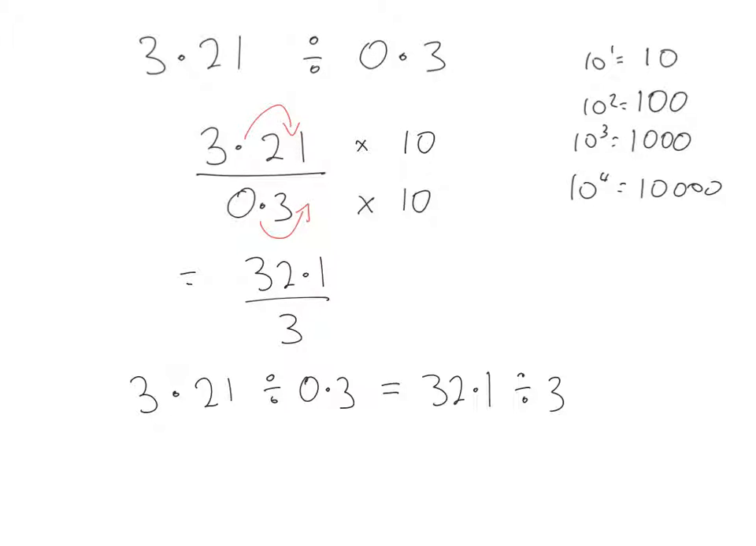Okay, so we have done this, so we are now dividing by a whole number, which we have seen before and we can do. 3.21 divided by 0.3 is the same as 32.1 divided by 3. Now, if you don't believe me, put that into your calculator, look at the answer, then put that into your calculator and look at the answer. You will find they are exactly the same.